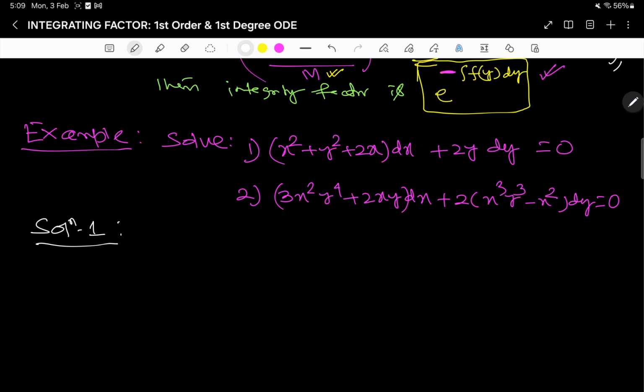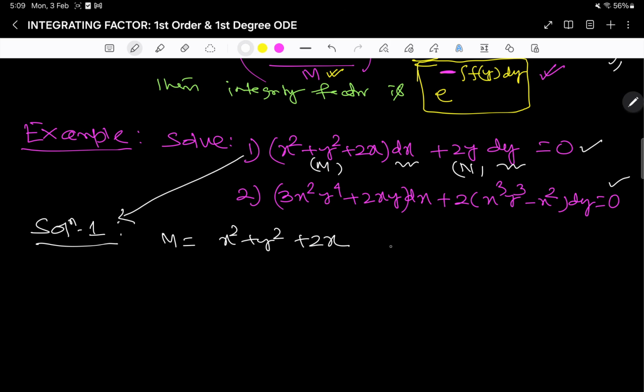Now you are asked to solve two examples, example 1 and example 2. Coming to the solution of 1. What is your M here? Is it not your M? And is it not your N? Because it is dx and it is dy. So in 1, what is my M? M is x square plus y square plus 2x, and my N is 2y.